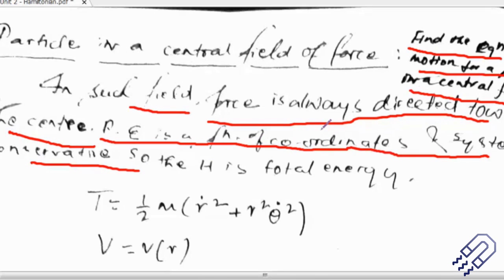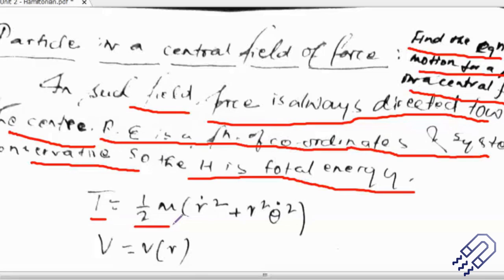If we are talking about the distance from the center, which is r, the potential energy will be a function of that r. And the system is conservative, so that means the total energy is conserved. The idea of conservation remains the same: the potential energy plus the kinetic energy will be equal to H. So H will basically be considered as the total energy. And T is equal to nothing but half m.